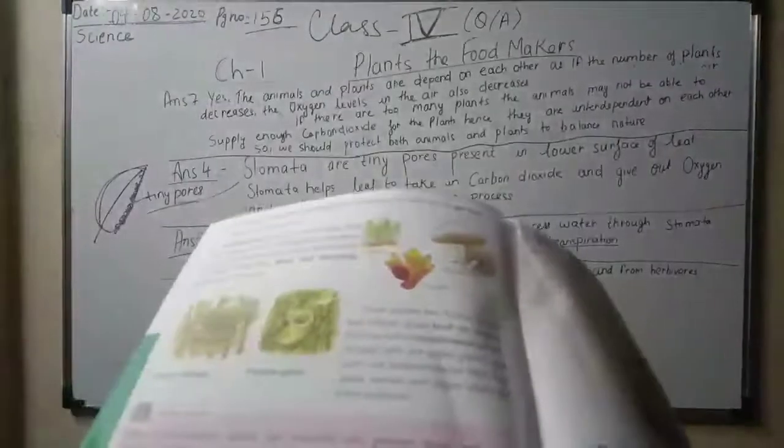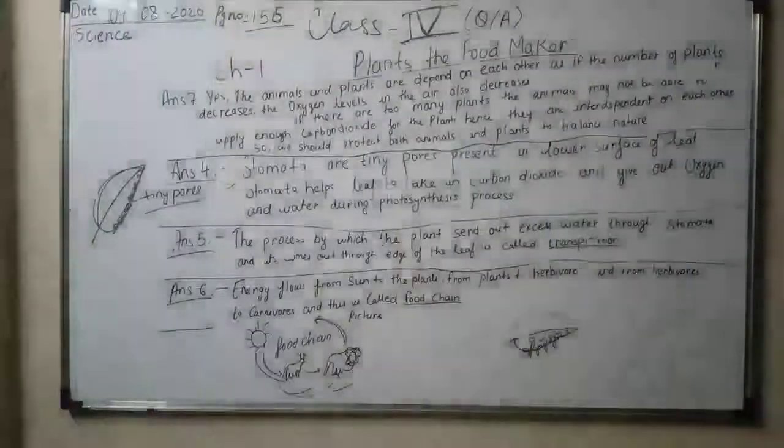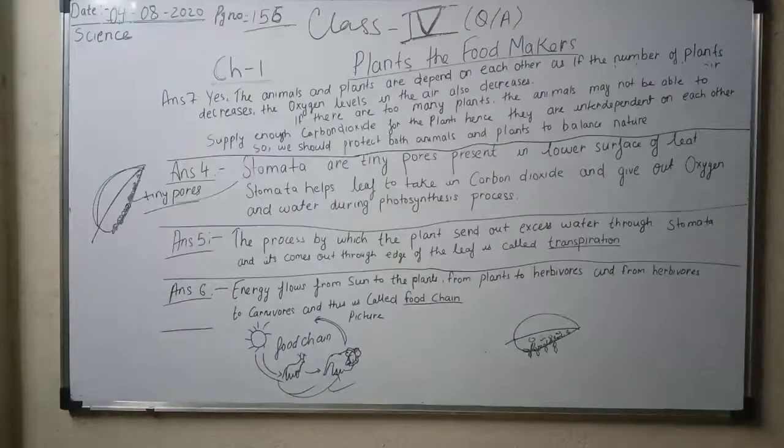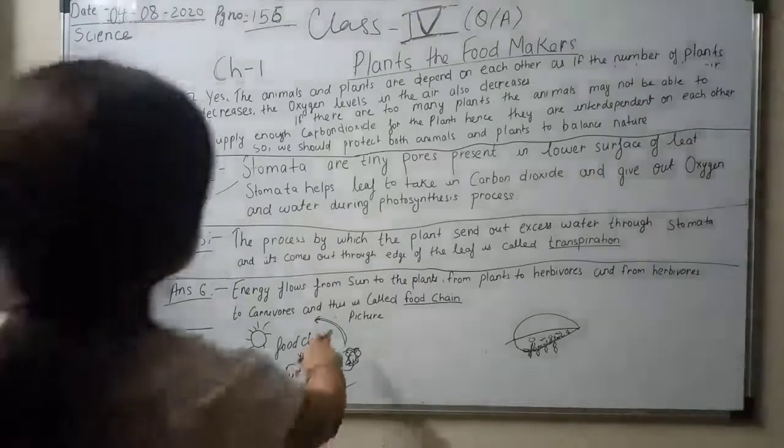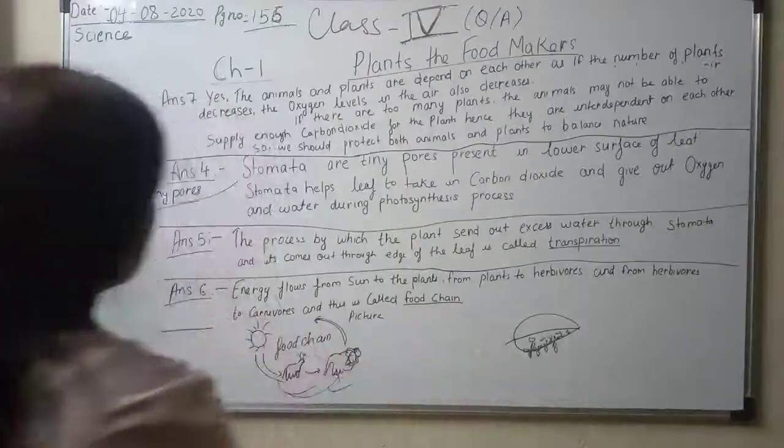Energy flows from the sun to the plants, from plants to the herbivores, and from herbivores to the carnivores. That's all. How does energy flow? Energy flows from the sun to the plants, from plants to the herbivores, and from herbivores to carnivores. And this is called the food chain. This is the answer to your second question.